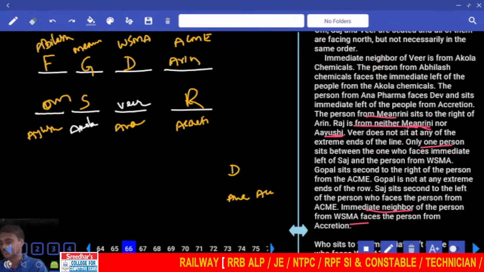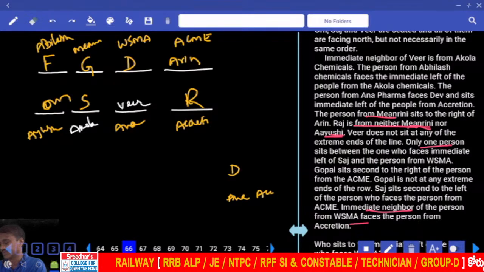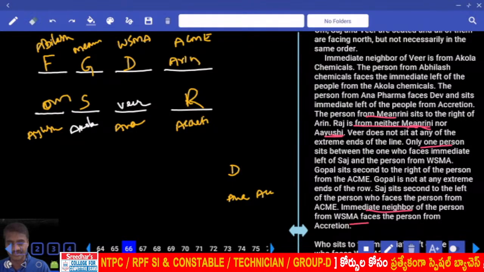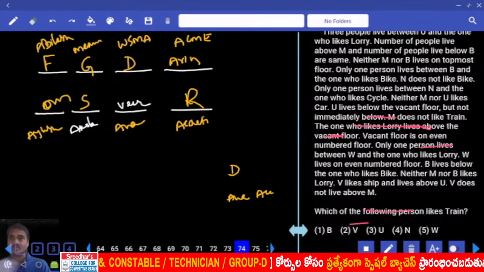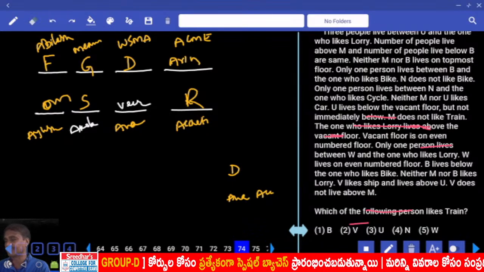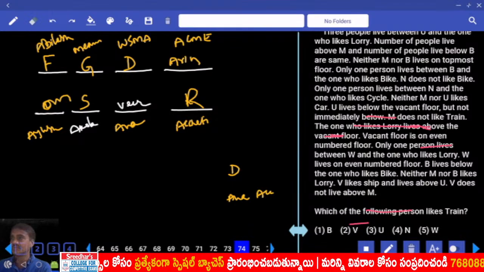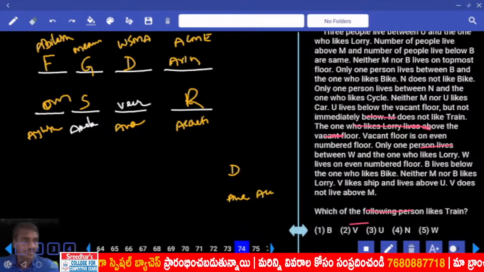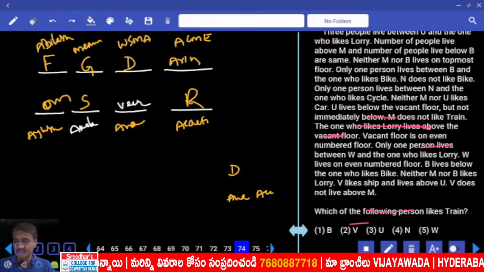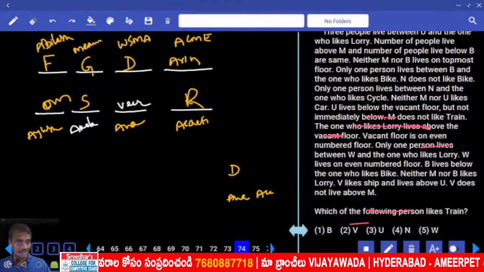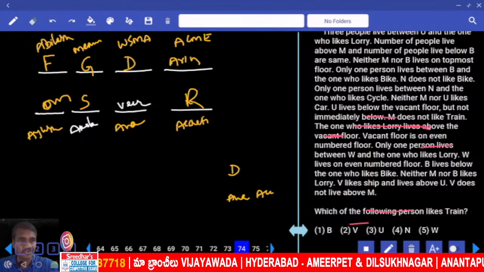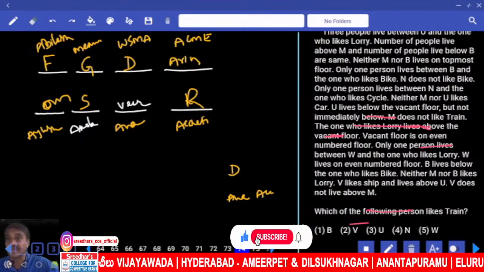Now this is from 66 to 70. Then finally we are left with the last puzzle set, that is 74 to 78. Now in this 74 onwards, what is given? There are 8 floors. One of the floors is entirely vacant. Now you need to carefully draw the information. Why? Because there is a chance of confusing between two components. What are those two? Person and a floor.